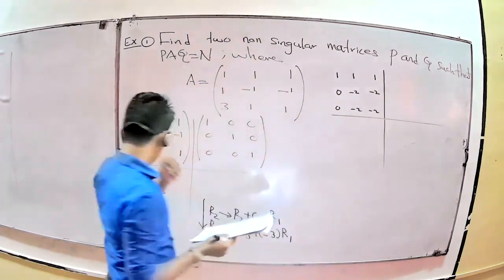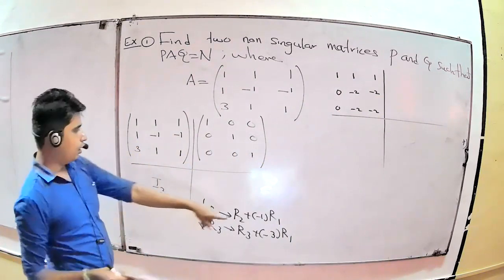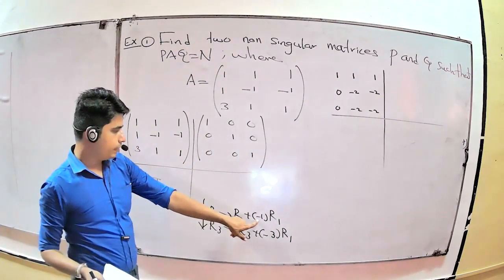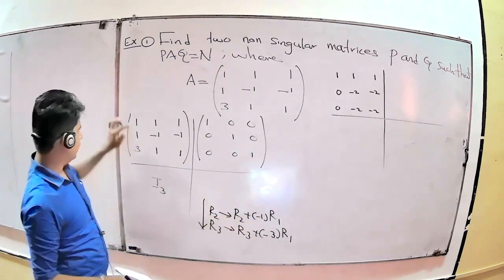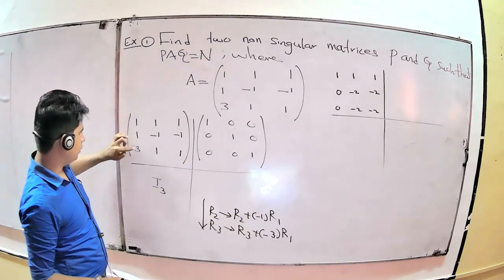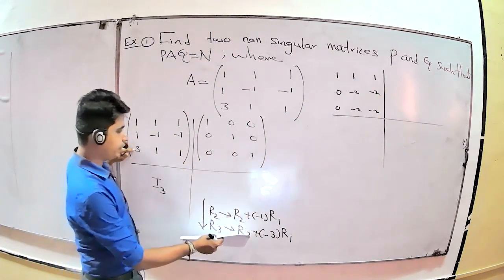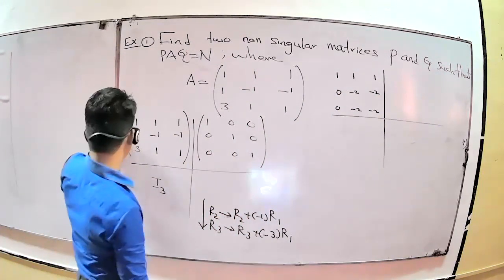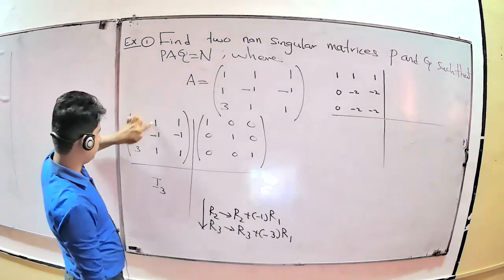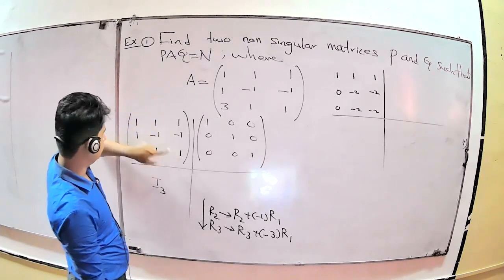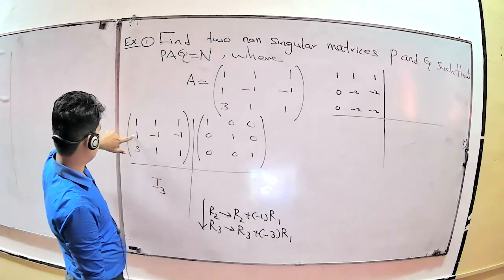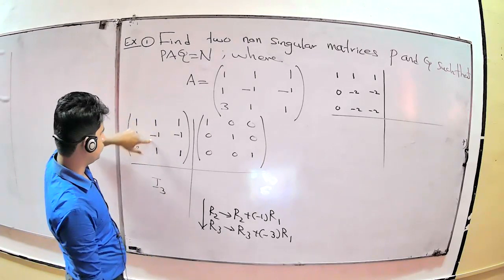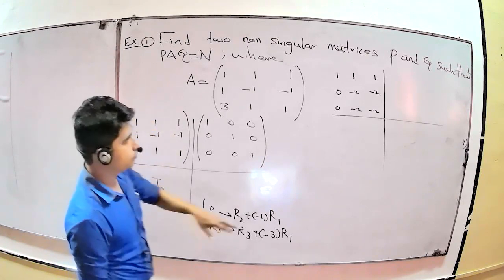Now you do the row operation. Here R2, row R2 multiplied by minus 1 and added to R2. Therefore minus 1, minus 1, 0, minus 3. Here R3 replaced by R3 plus minus 3 times R1. Therefore minus 3 plus 3, 0, minus 3, 1, minus 2. Here minus 1, minus 1, plus 1, 0, minus 1, minus 1, minus 2.